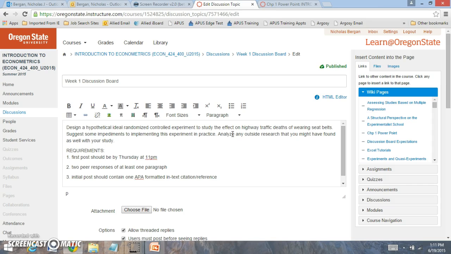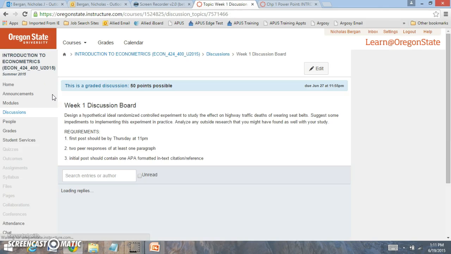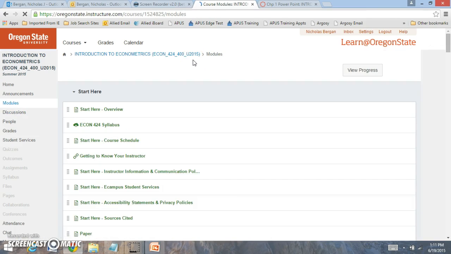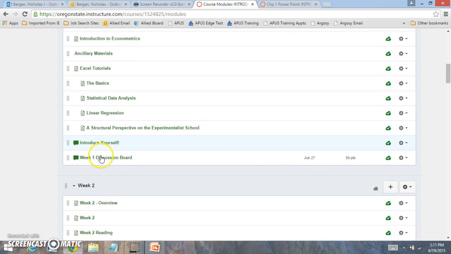And what you're looking at is your first post should be by Thursday at 11 p.m. Then you need to have 2 peer responses by Saturday night. Please note that no late work's accepted in the course. And in your initial post, you should have an APA formatted in-text citation and reference. That's the key component that a lot of students miss. So I'm focusing on, do you have 3 to 4 paragraphs? Do you have an APA formatted in-text citation reference to support your work? So make sure to focus on those aspects in your analysis.